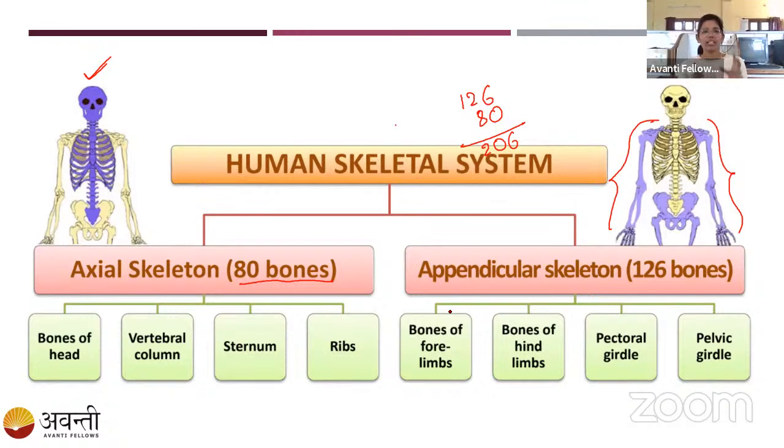In the axial skeleton, we have head bones, vertebral column, sternum, and ribs. Clear? Total 80. The appendicular skeleton has the bones of the forelimb, hind limb, pectoral girdle, and pelvic girdle. Is that clear?